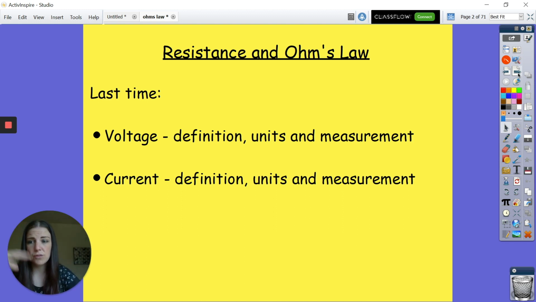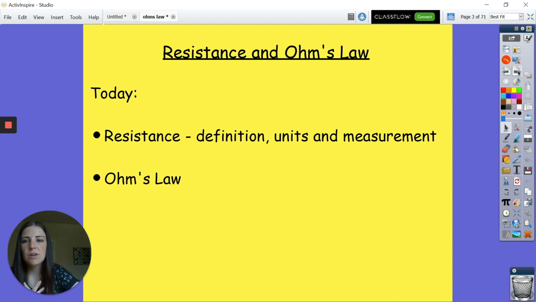Current is the flow of electrons, in this case electrons carrying a charge around a circuit. It's measured in amps, and we can measure it with an ammeter, which gets placed within the circuit, because the current has to flow through the ammeter so it can take a measurement as it passes through. So today we're going to look at resistance.